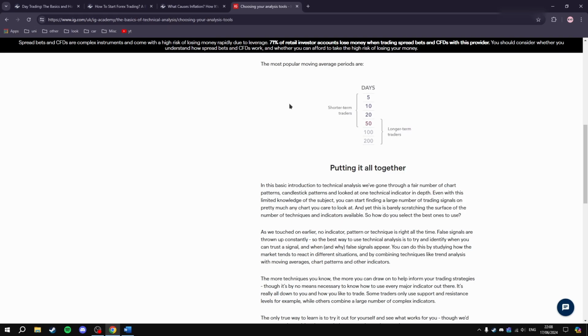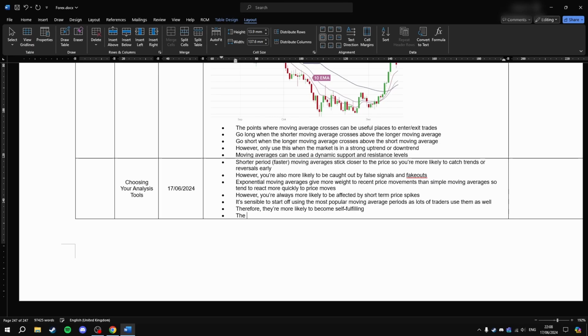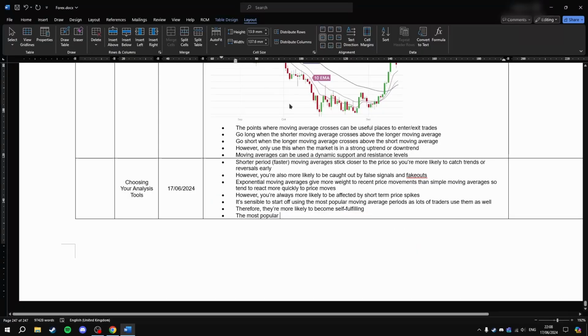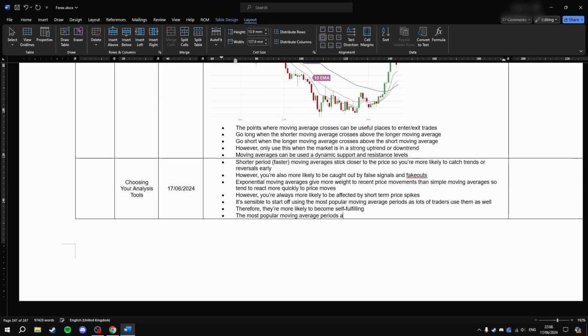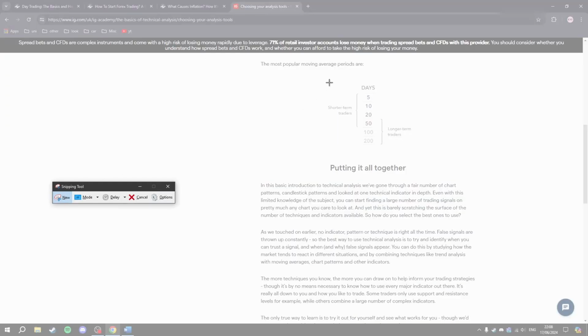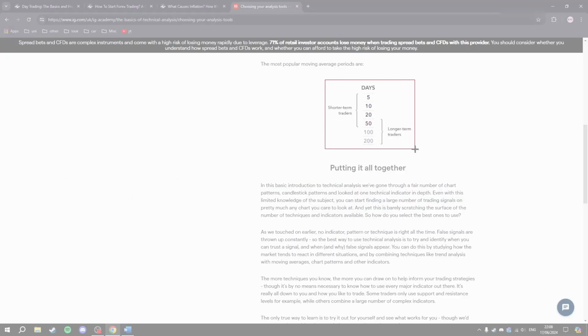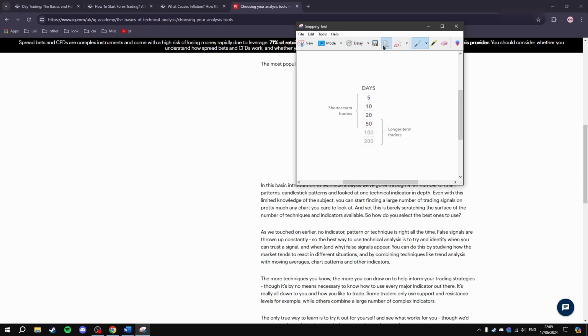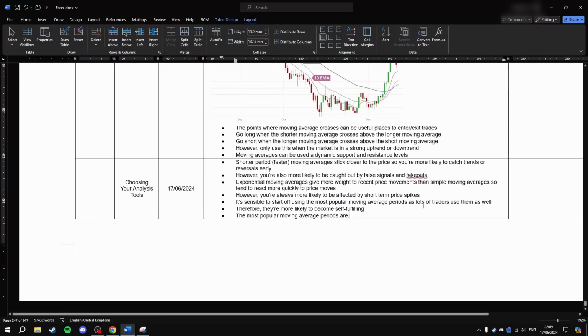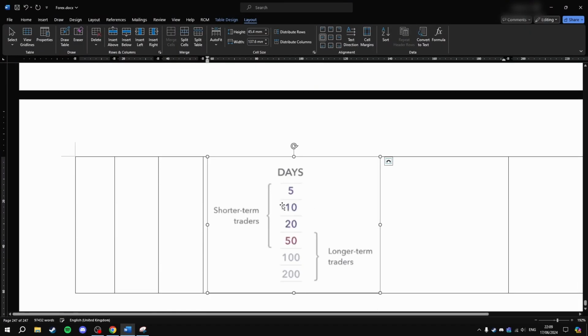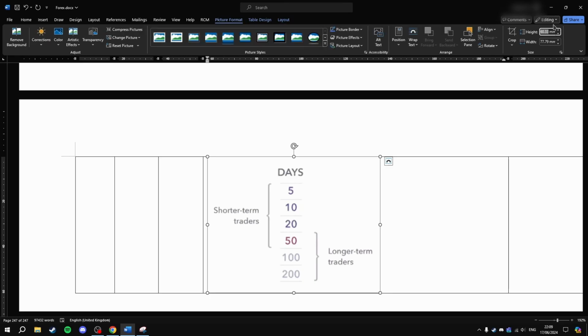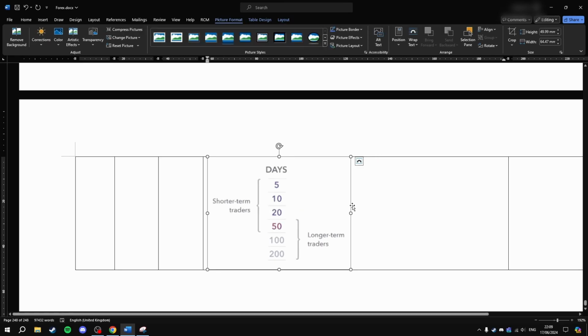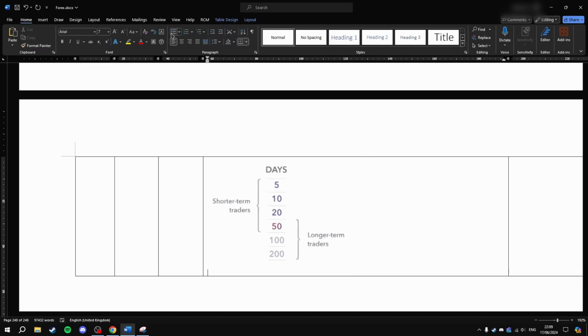Right, okay, so the most popular moving average periods are, because you can do hours as well, can't you? Or is hour too affected by price movements, price spikes?